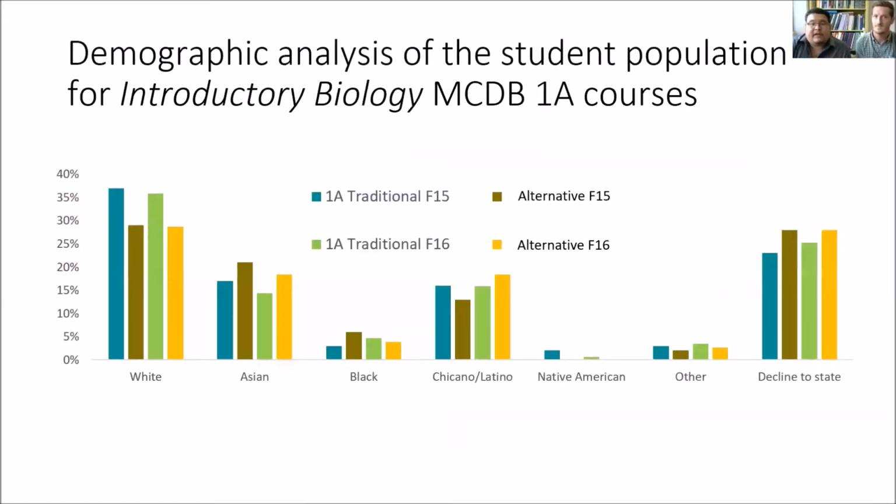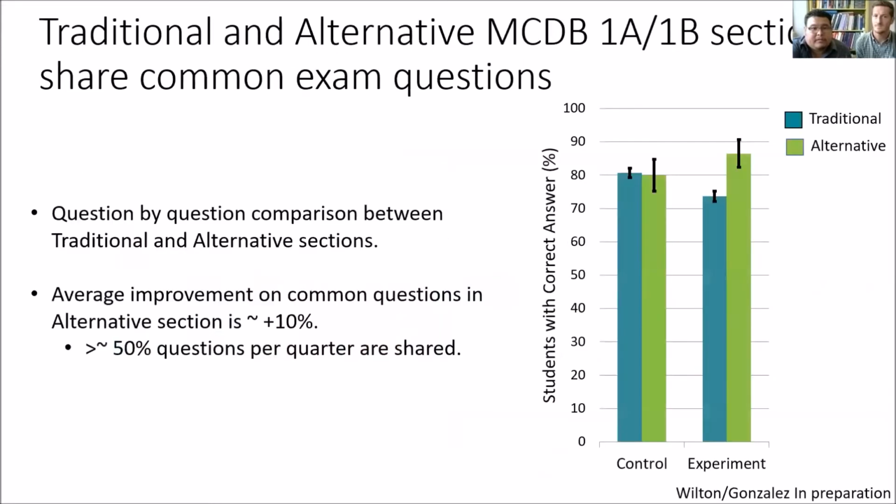So again, for these alternative classes, through the different methods of recruitment that Mike mentioned before, we have tried to make the traditional section and the alternative sections comparable in terms of their demographics. That's represented by this graph right here. As you can see, there's very, very little difference among the groups.